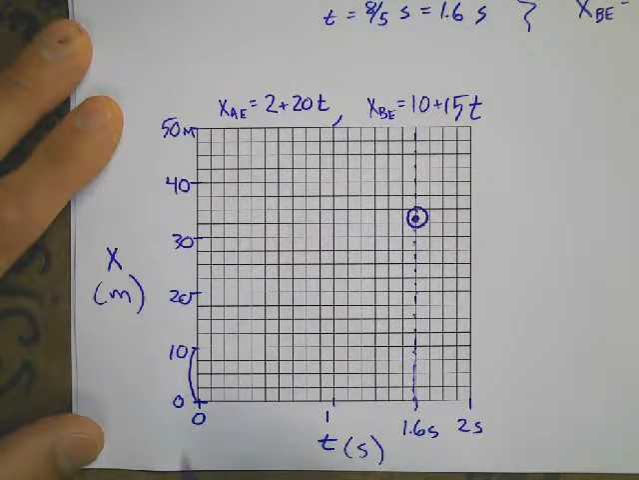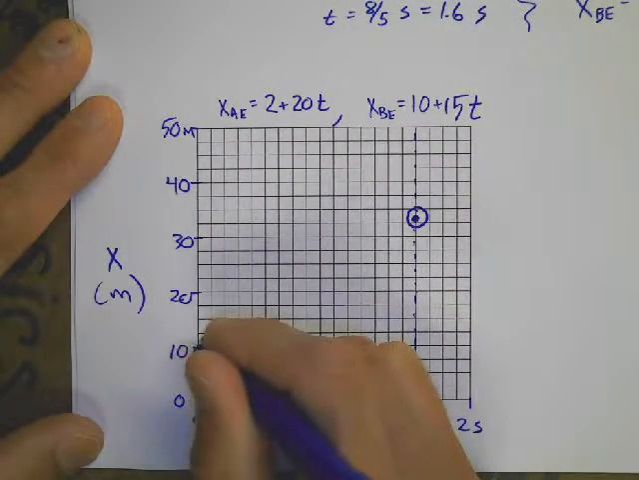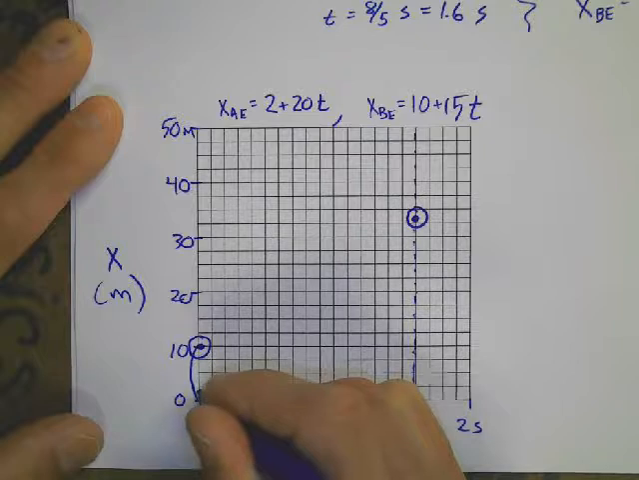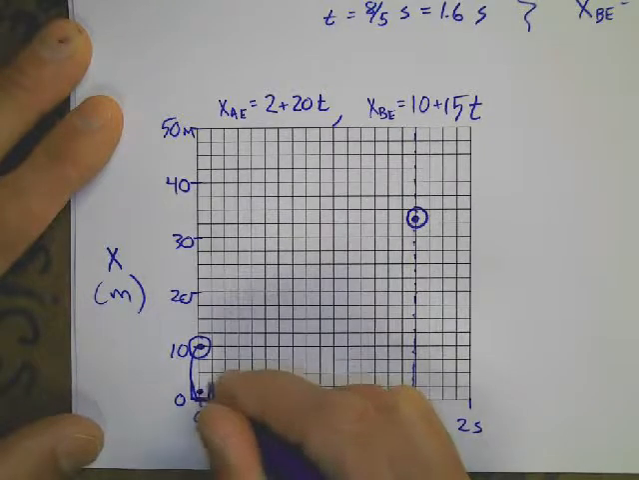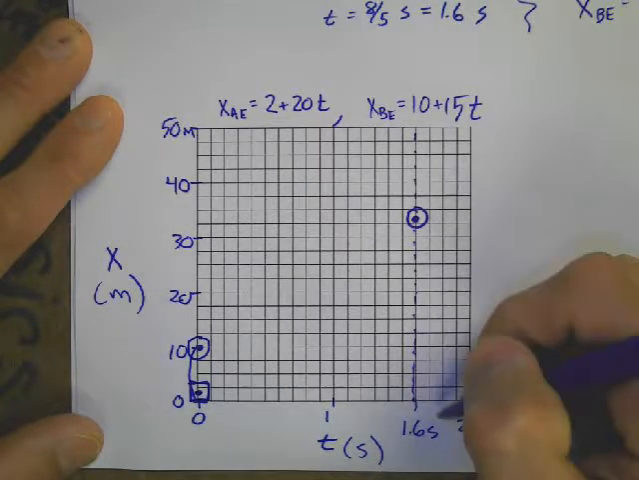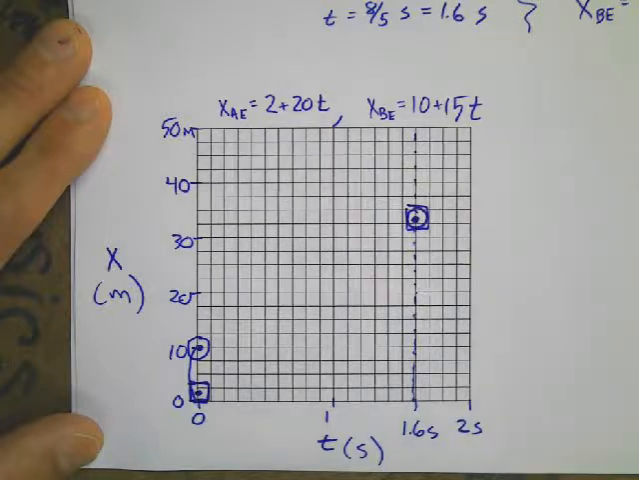We also know that at a time of 0, car B is at 10 meters. I'll represent that with a circle. And car A is at 2 meters, which is about there. I'm going to represent that with a square. Okay. So at 1.6 seconds, let me put both the circle and the square together because they're overlapping, right?